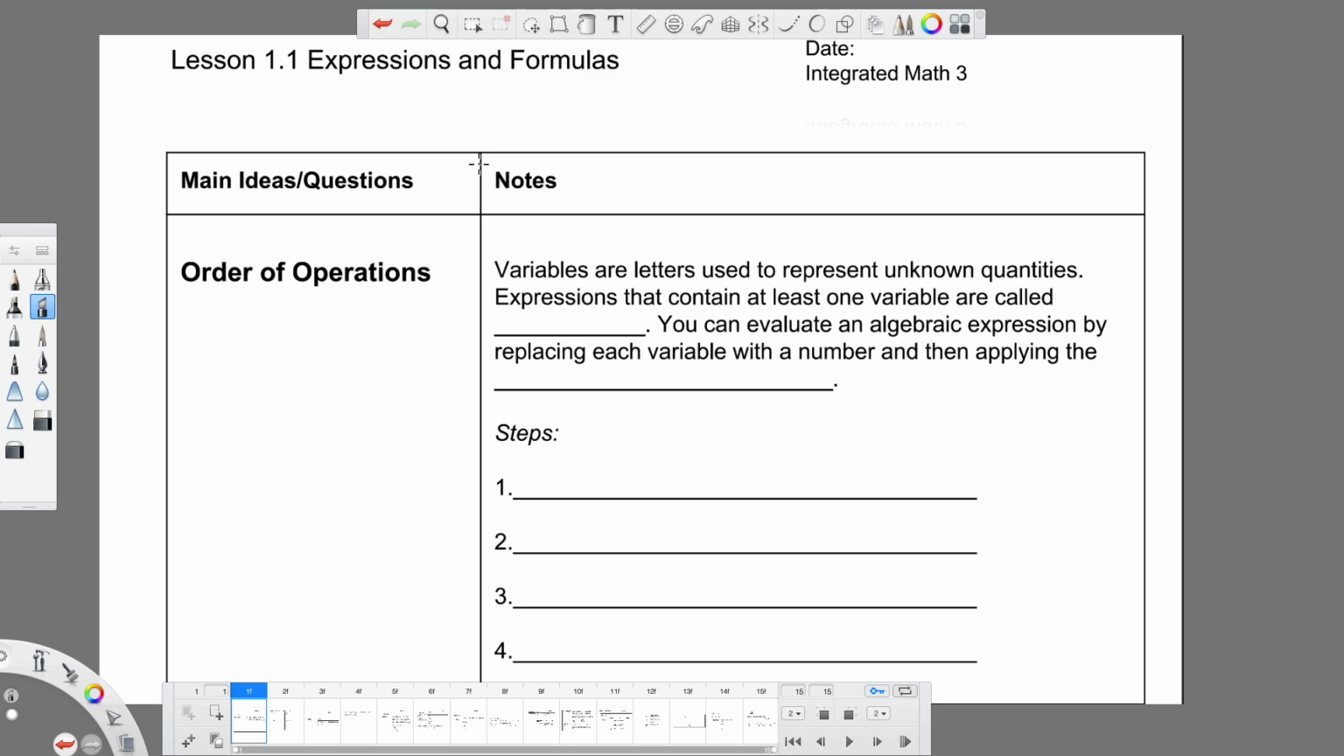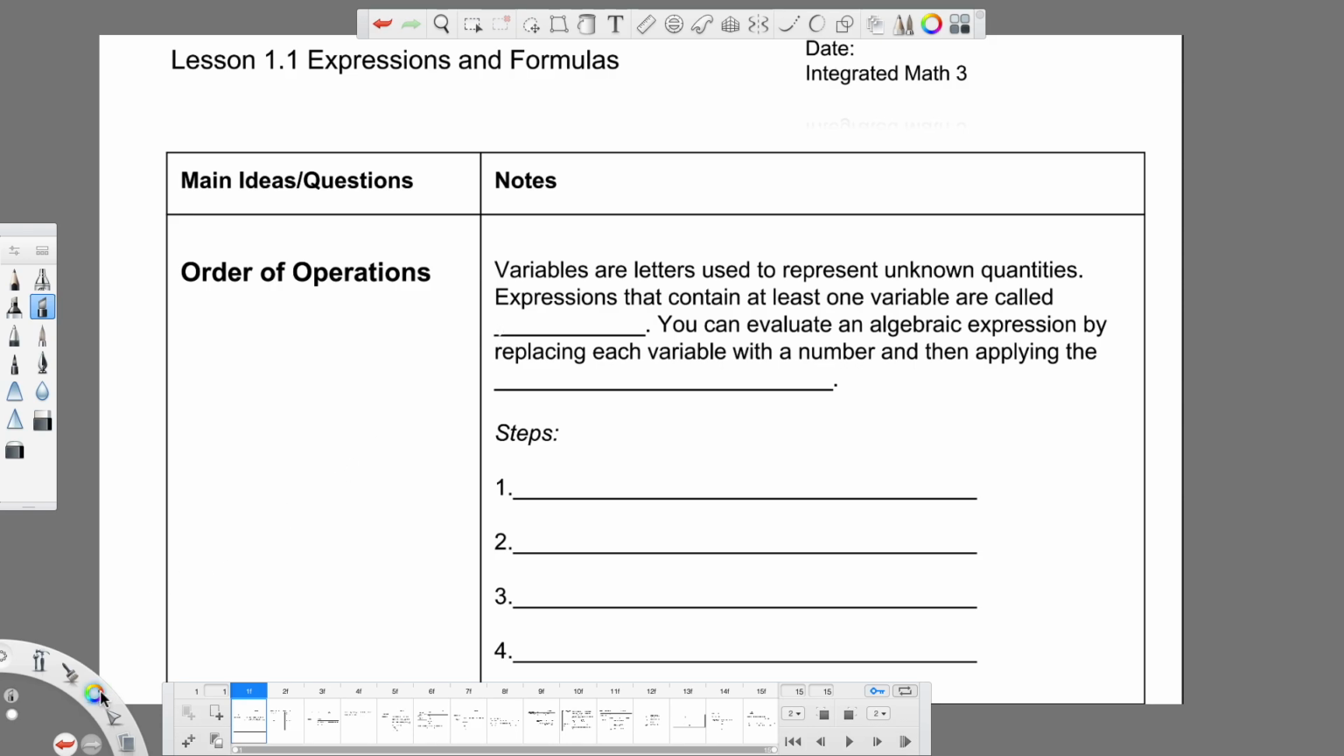The notes are always set up in this format. We're going to have main idea or questions on the left, and on the right side, you're going to have an area to fill in notes. Sometimes we will have fill in the blank, and sometimes we will just have some more reading to do or the main concepts over there. This one says, and we're looking at order of operations specifically: variables are letters used to represent unknown quantities. Expressions that contain at least one variable are called algebraic.